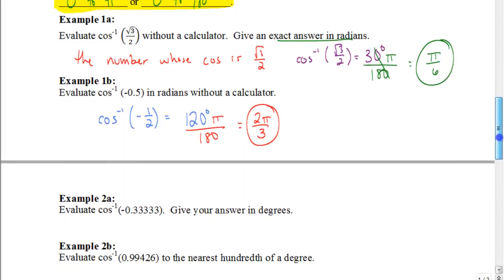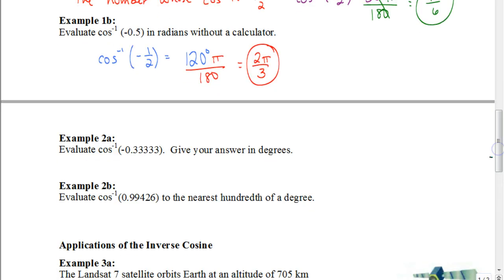Now let's look at the difference between that question and the next set of questions. -0.333 and 0.99426 are not ones that we would have memorized, so these are going to be ones we would do on our calculator.